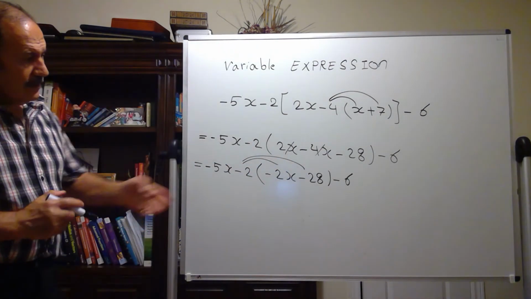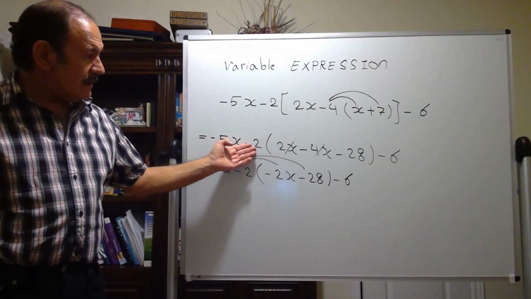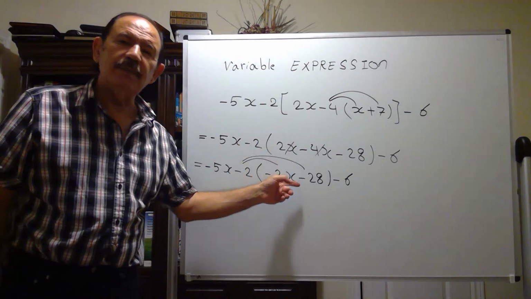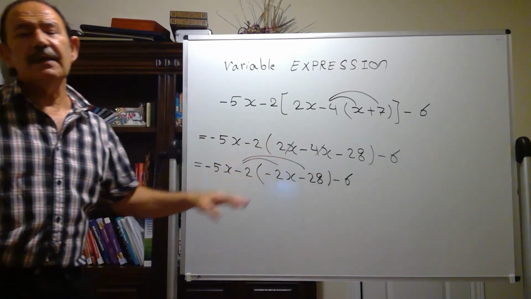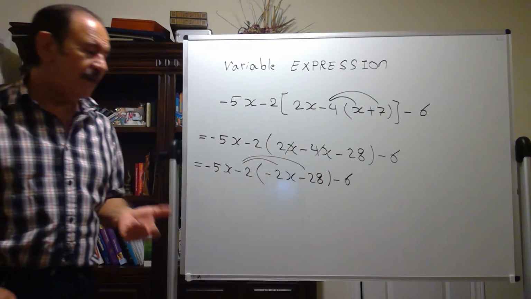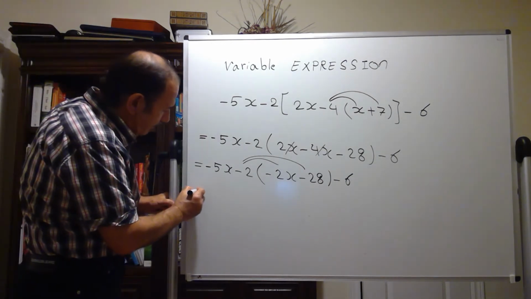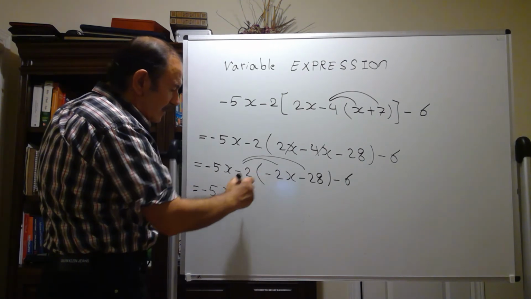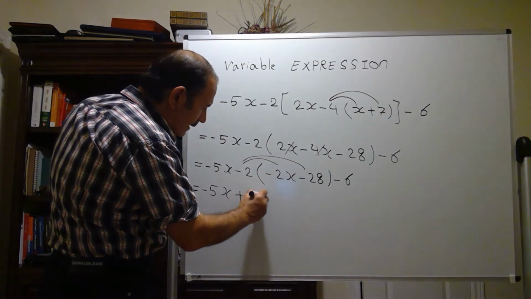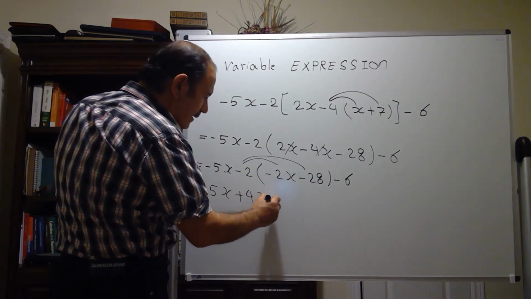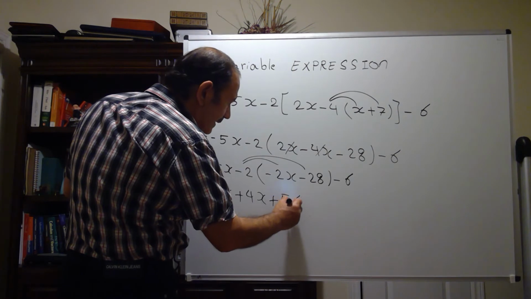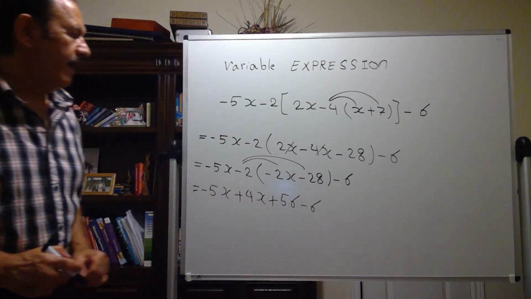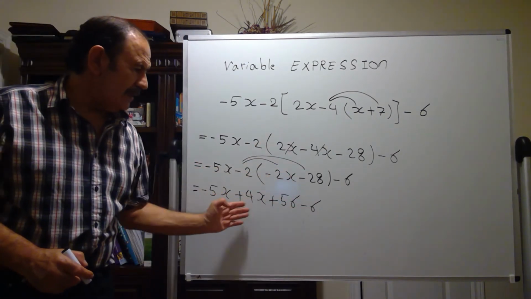If you compare with the top, if I wanted to multiply this negative 2 by inside the bracket, I would need to do 3 multiplications. But in this case, I'm doing only 2 multiplications. Why? Because I simplified inside the bracket first. And remember, always follow BEDMAS. Now, it's going to be minus 5x, negative 2 times negative 2x, negative times negative is positive, 2 times 2 is 4x, and negative times negative is positive, 2 times 28 is 56, minus 6. Okay? This minus 6 is this one. And this negative 2 multiplied by inside the bracket is this one.